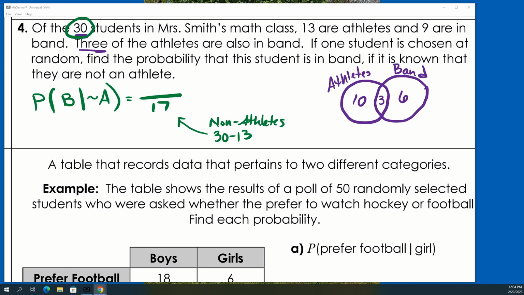Okay, so this is kind of weird, but when we're looking at this Venn diagram, we're only looking at people who are not athletes. So the people who are not athletes are these people. And all of those people are in the band. So that makes 6 people. And that won't reduce. All right, any questions?